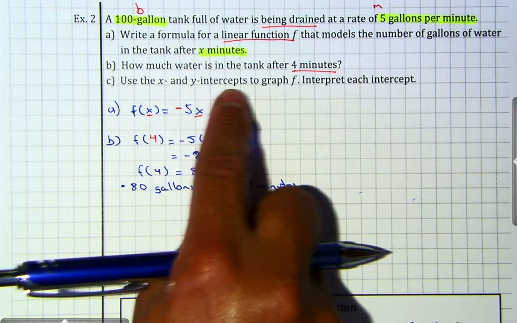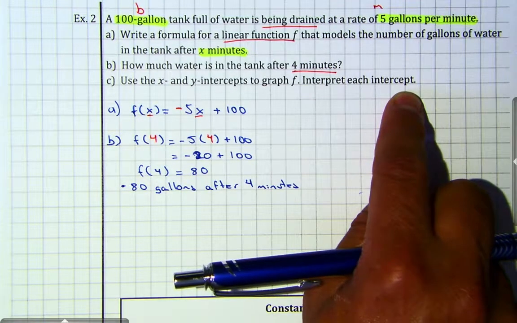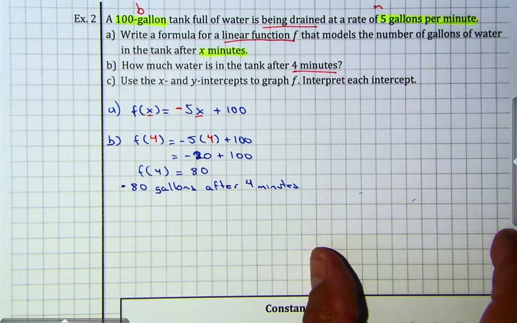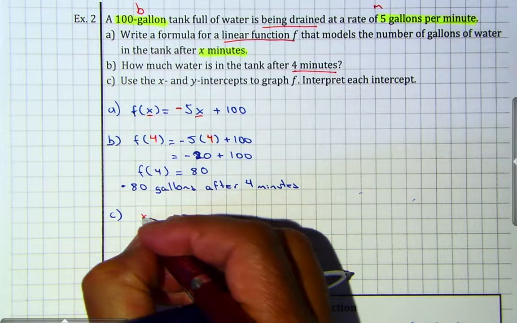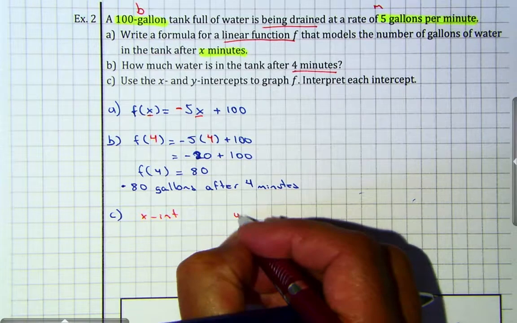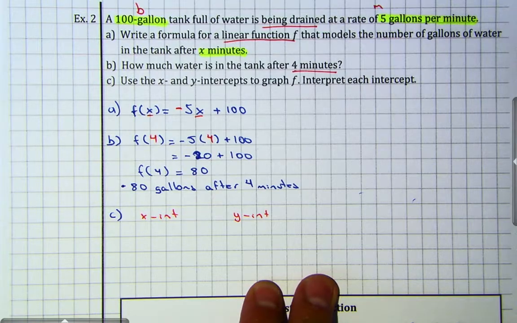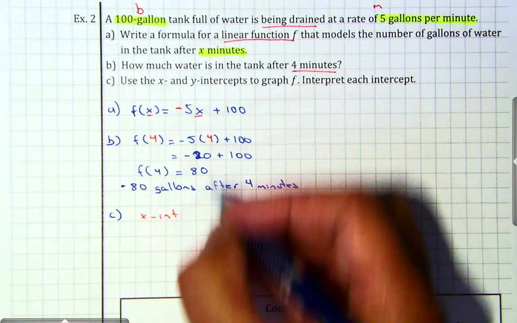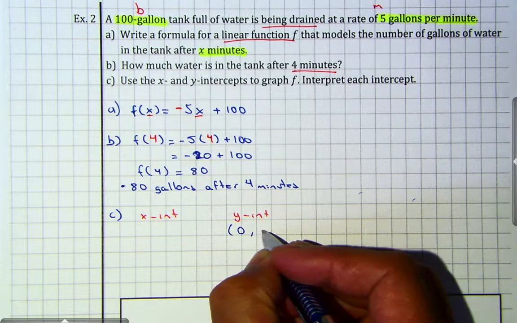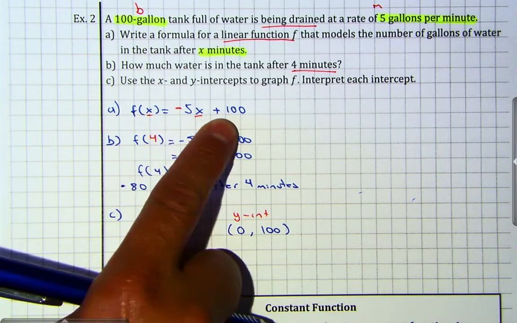Use the x and y intercept to graph f, the function, and then interpret the graph. So I'll use this space on the right to graph it. For part C, I'm going to find your x-intercept and your y-intercept, something that you did on the last problem. If you haven't done so, go and find them, pause it, and we can compare our answers. We know that our y-intercept is b, so that'll be (0, 100). If you plug in a 0 into the function, you end up with 100.